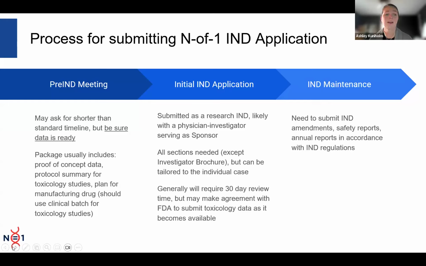So the package that you have to submit generally has a lot of proof of concept data, a protocol summary or plans for what your toxicology study will look like, which species you're going to use, how many, what the dosing schedule is going to be, what your plan for necropsy is, all of that. So they don't have to actually be done. Usually the pre-IND meeting is where you come to alignment on what the toxicology study is going to be. And you also need to describe your plan for the manufacturing of the drug. Which vendors are you going to use? What's the stability going to be?